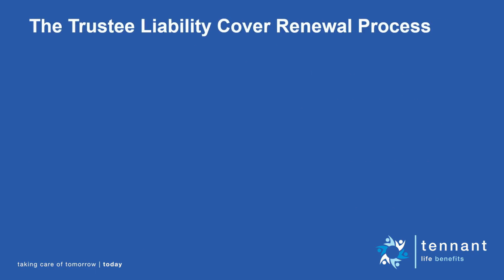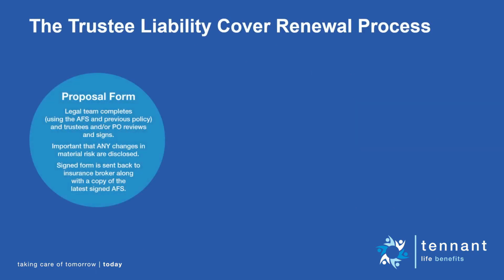The trustee liability cover renewal process. The funds which we administer all have trustee liability cover in place. The policies are renewed on an annual basis. A few months before the renewal due date, usually 1 to 2 months before, the insurance broker sends through the trustee liability renewal proposal form. The Tenet legal team then completes the relevant information using the fund's annual financial statements and previous policy, and then sends this through to the trustees or principal officer for review and signature.